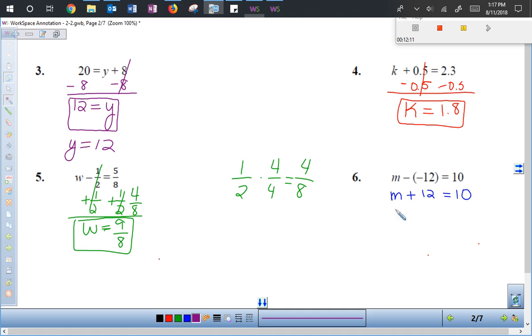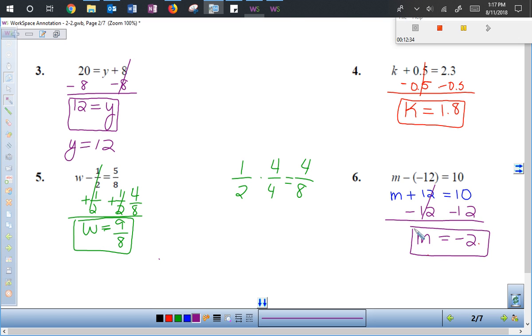Now to get m by itself, I can easily just subtract 12 from each side. And on the left-hand side, plus 12 minus 12 cancels out and leaves me with m. And on the right side, 10 minus 12 is -2. Variable all by itself, box your answer.